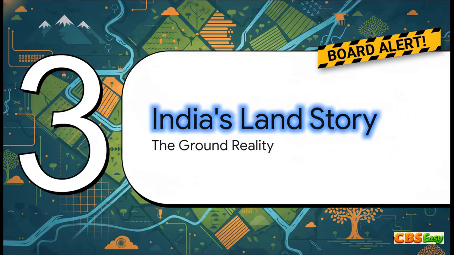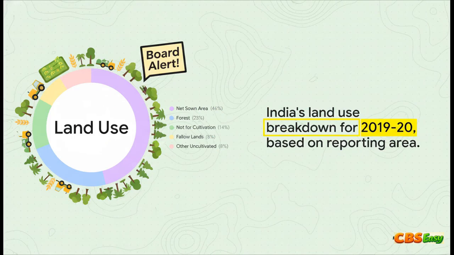All right, let's get specific now. We're going to zoom in from the big idea of resources to one of the most fundamental of them all, land. Now we're talking about the real ground reality here in India. This chart gives us a fantastic snapshot of our country. The first thing that just jumps out at you, right? The net sown area, that's land used for farming, is almost half of all the land in India.